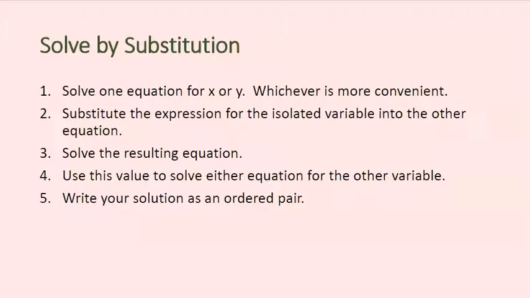So we had two algebraic methods of solving systems. The first one was substitution. In this case, we wanted to solve one equation for x or y, whichever is more convenient. Then we're going to substitute the expression for the isolated variable into the other equation. What this does is it makes one equation with one variable. So then we'll solve that resulting equation. We'll get either x or y, and whatever value we have, we're going to use that value in one of the other equations to get the other variable. Then, of course, we write our solutions as ordered pairs or in set builder notation.